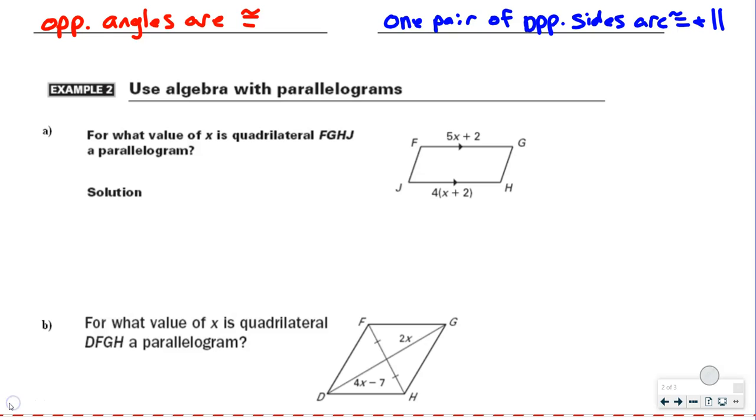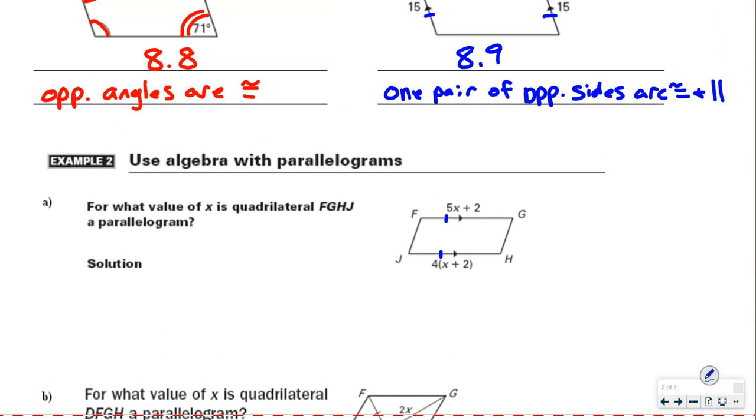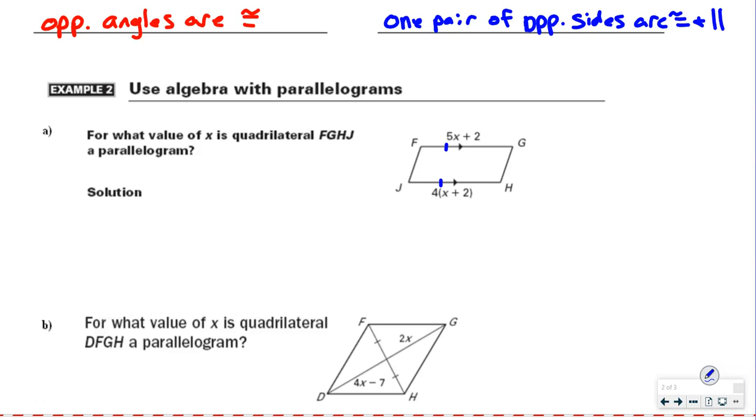So for that to be a parallelogram, we need 5x plus 2 and 4 times x plus 2 to be congruent. So we need to make these congruent so we can use 8.9 like we did up here to have it be a parallelogram. So I will say 5x plus 2 equals 4 times x plus 2. And then I'll solve for x. And whatever x is will be the value x needs to be for this to be a parallelogram.